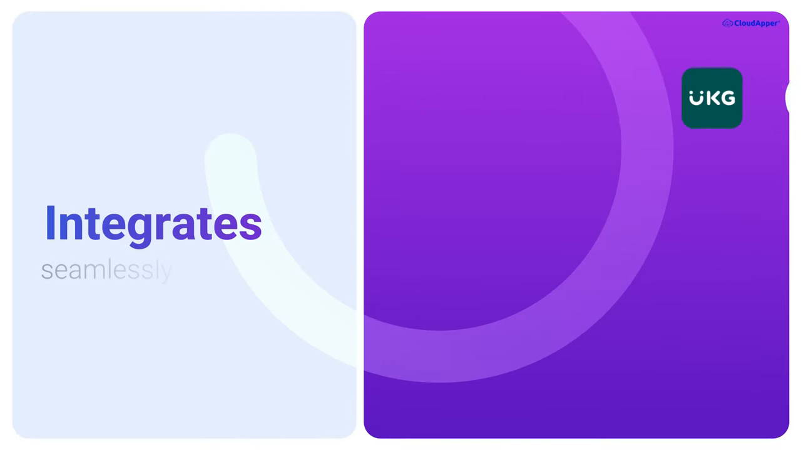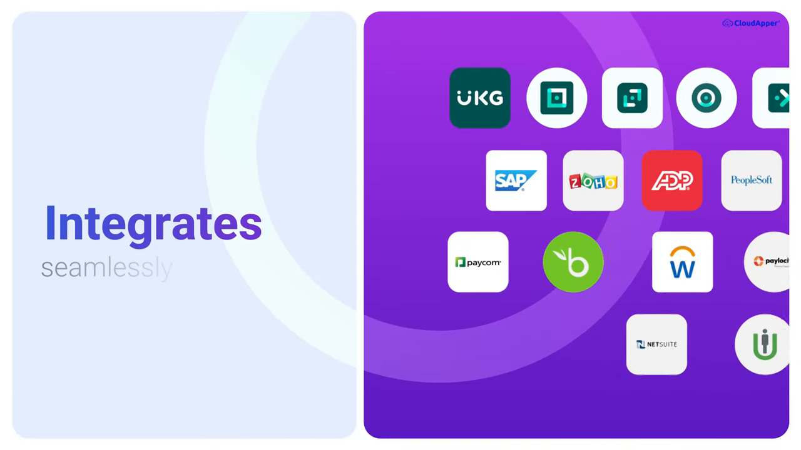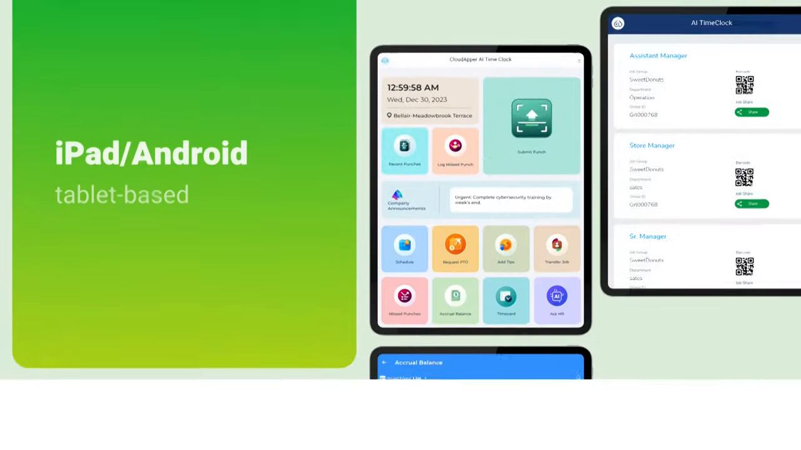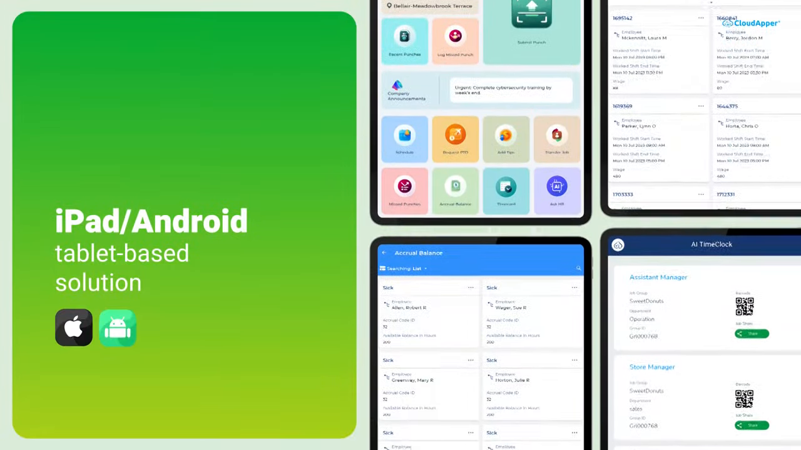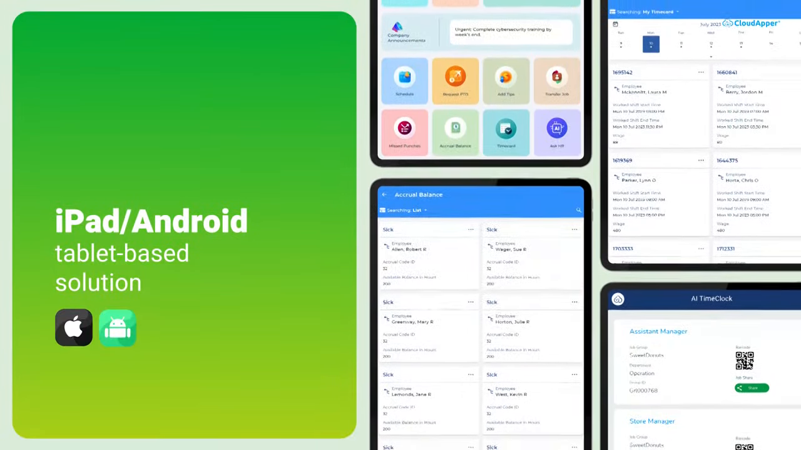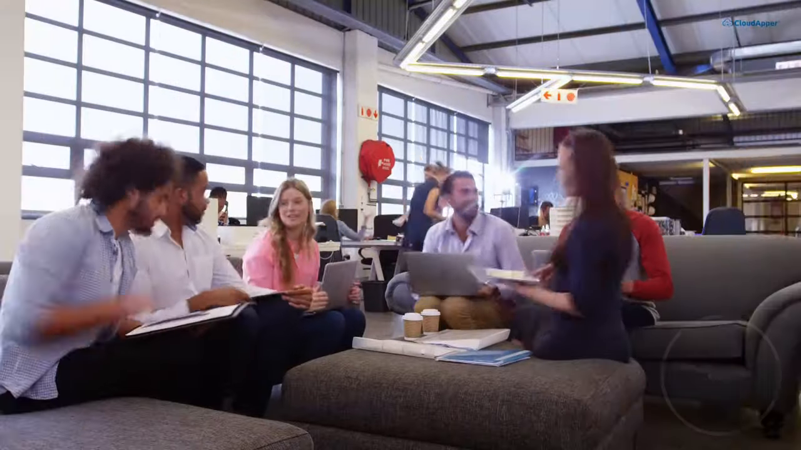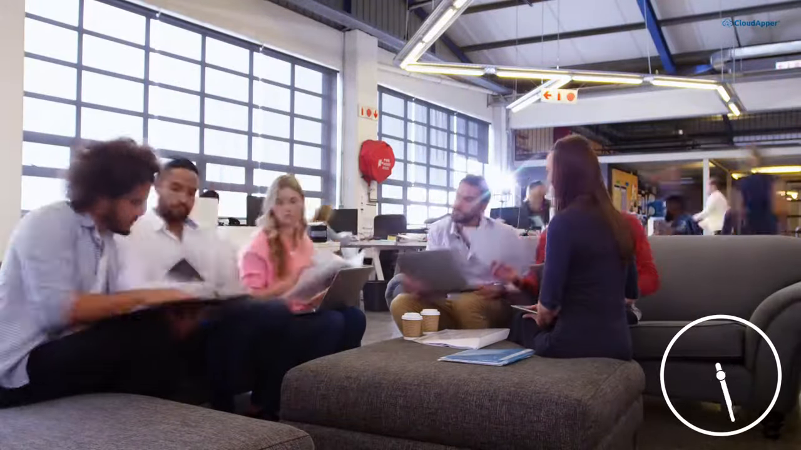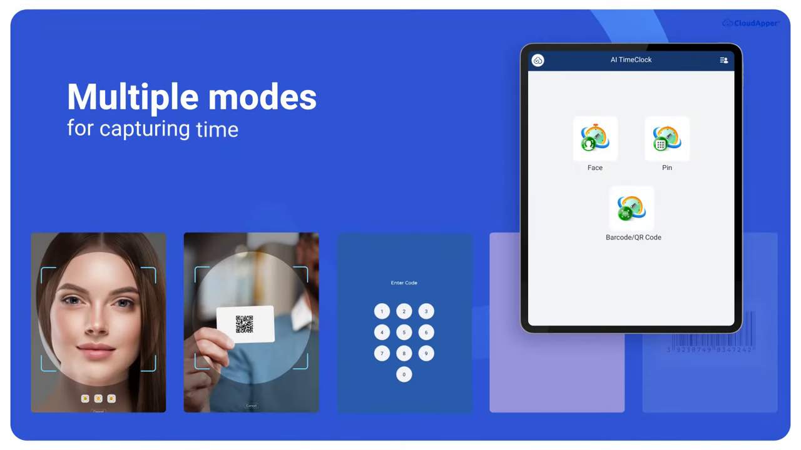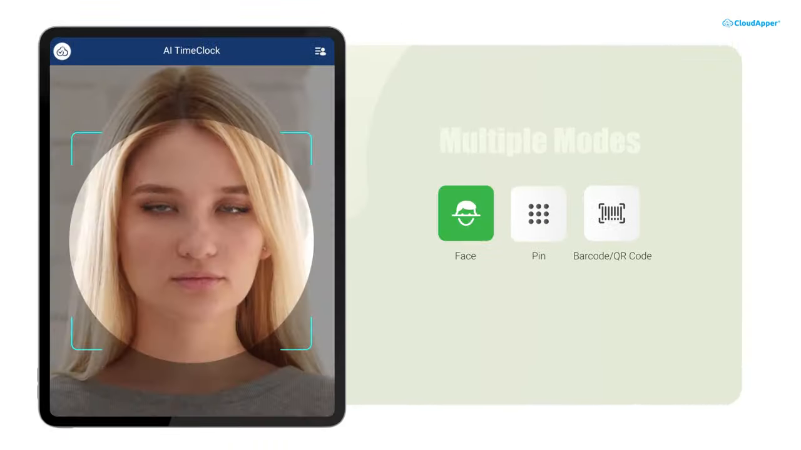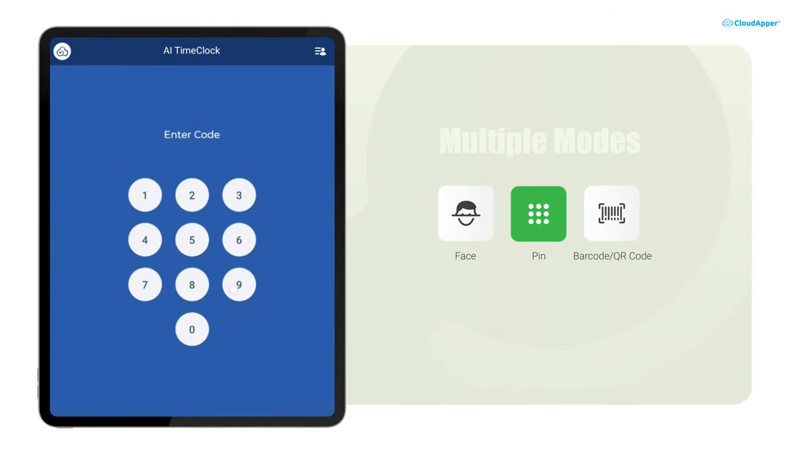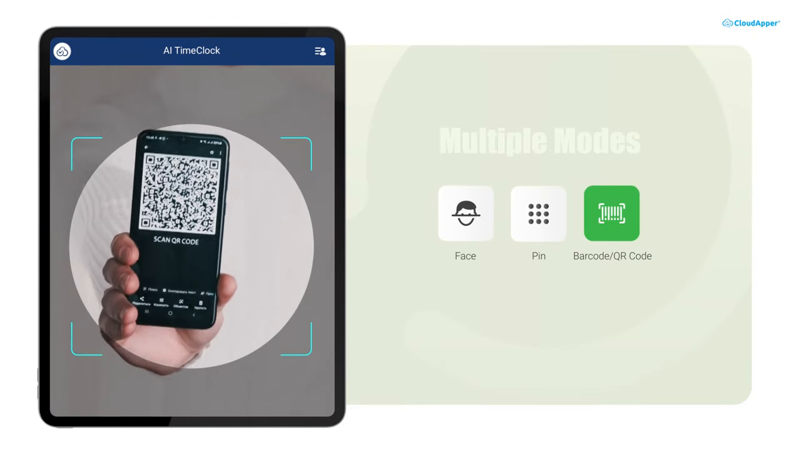CloudApper AI TimeClock integrates seamlessly with UKG and all major HCM solutions. Get ready to experience the future of time tracking with our innovative iPad or Android tablet-based solution. With CloudApper AI TimeClock, tracking employee time has never been easier. Our time capture solution offers multiple modes for capturing time, including facial recognition, PIN entry, barcode, and QR code scanning.